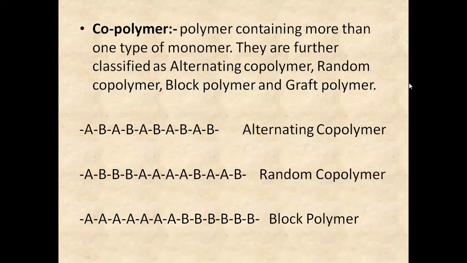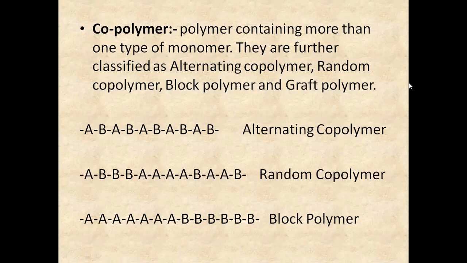What do you mean by homopolymer and copolymer? In a homopolymer, only one type of monomeric unit is present in the polymer, and that type of polymer is known as a homopolymer. For example, polyethylene. The repeating unit is ethylene, and here there is only one type of monomeric unit, and that is an example of a homopolymer.